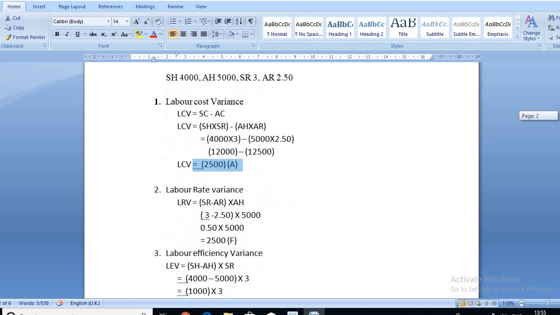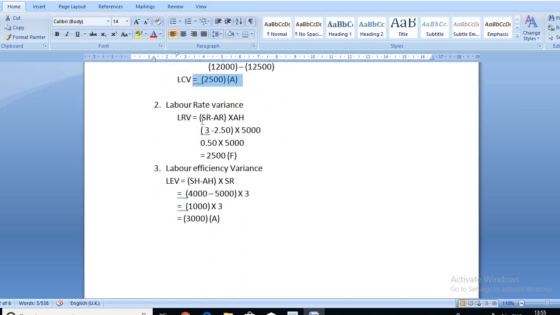Now the second one, labor rate variance. The formula for calculating labor rate variance is SR minus AR multiplied by AH. That is the difference between standard rate and actual rate. The standard rate we have specified is rupees 3 per hour, but actually we have paid only 2 rupees 50 paisa per hour. Our actual hour will be 5000. So 3 rupees minus 2.50, 0.50, multiplied by 5000. So positive 2500 is favorable.